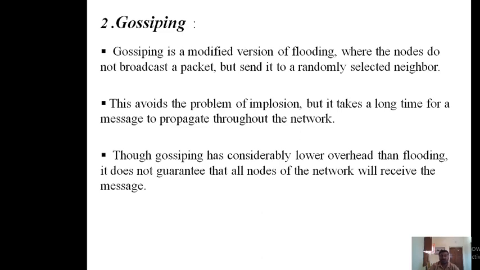So in flooding, we broadcast the data to all the nodes. But in gossiping, we may not broadcast the data. We just randomly select some neighbor nodes and send the data to those nodes only. With the help of this gossiping concept, we avoid the problem of implosion, but it takes a long time to propagate the message throughout the network.